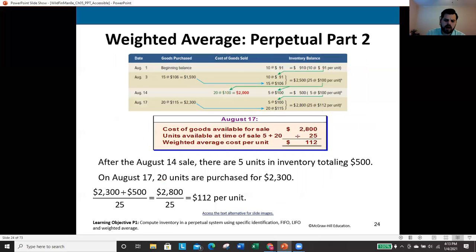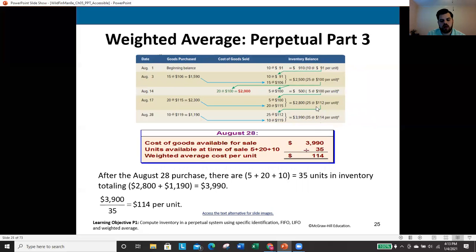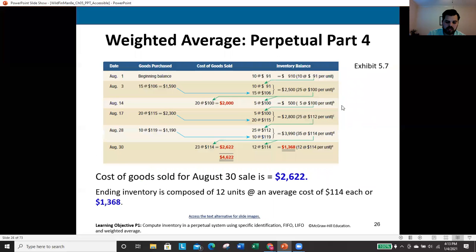Okay. Now, after that, we come in on August the 17th. You've got these new units, 20 at 115, plus your 5 at 100. That gives you 25 units at a total of $2,800. That gives you a new average of $112 per unit. Now that 112 will pull down 25 at 112 plus 10 at 119. So 3,990 over 35 gives you a new average of 114.